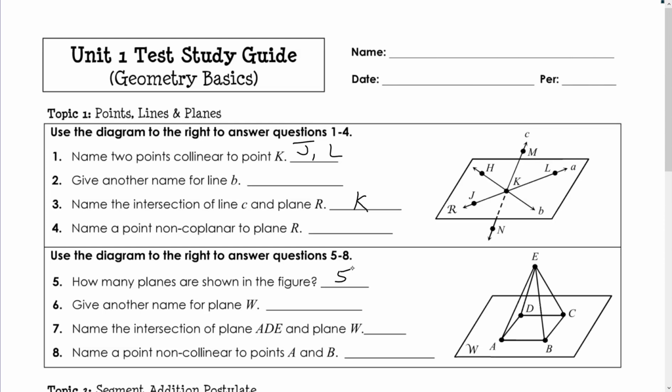Name the intersection of plane ADE and plane W. So ADE is this side of the triangle right here. And plane W is this whole floor. And you notice that it intersects right here. So that would be segment AD. So segment AD is your answer.